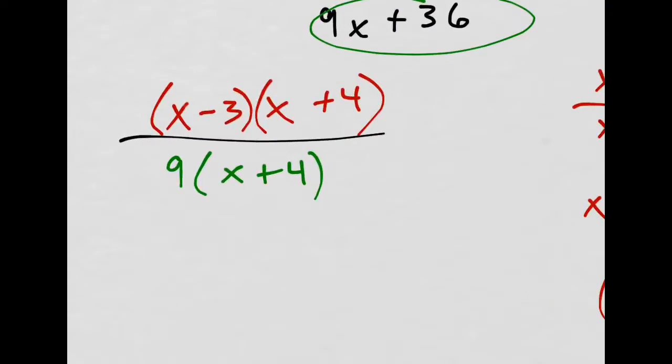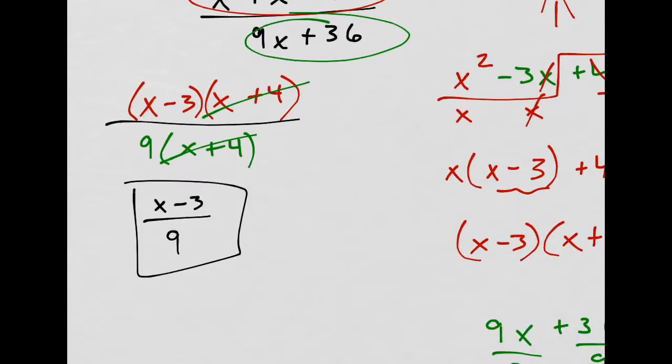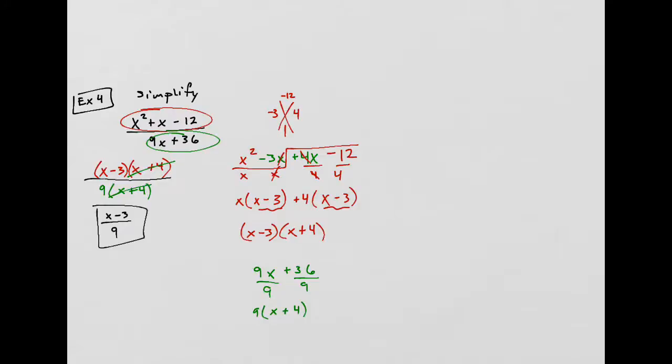And then, since it's all multiplication, I can cancel out whatever's on top and bottom. That's the same. So that cancels out, and my answer is x minus 3 over 9. And I can't simplify it anymore. So there we go. Shall I do another example of that one? I think so.